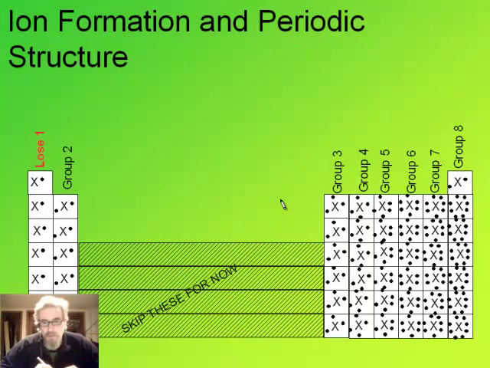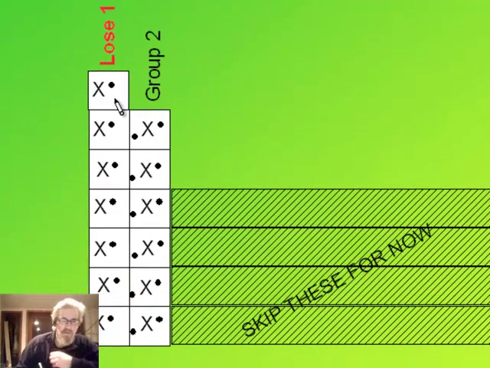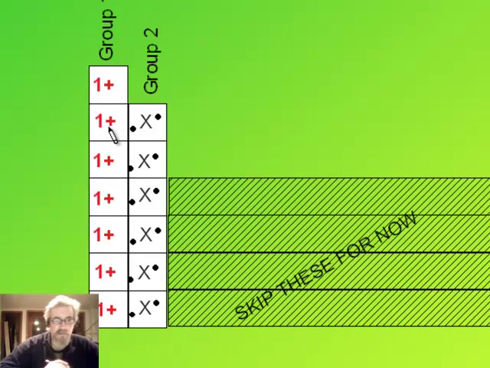Now, there's a simple way to predict what kind of ion is going to form if we look at the periodic table. Look at this column number 1 over here. Everything in this column has got 1 dot. The quickest way for it to become stable would be to lose that 1 dot. The closest noble gas is going to be the one that has 1 less electron. So in every case, that's going to become a 1 plus ion. So group 1s always become 1 plus ions.